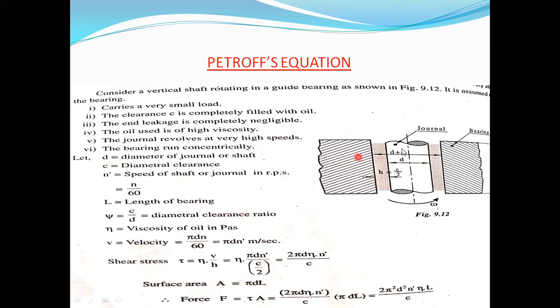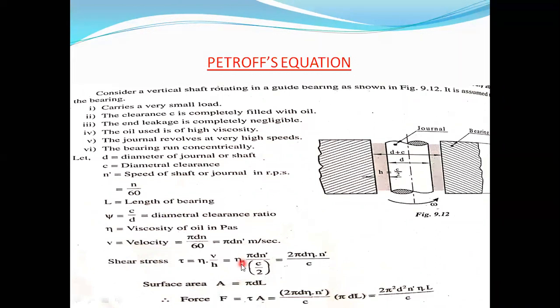Now here, small d is the diameter of the journal or the shaft. c is the diametrical clearance. N dash is the speed of the shaft or journal in RPS. N dash is equal to N divided by 60. L is the length of the bearing. Psi is the diametrical clearance ratio, c by d. Eta is the viscosity of oil in Pascal-seconds. These are the notations. Now we are going to derive.